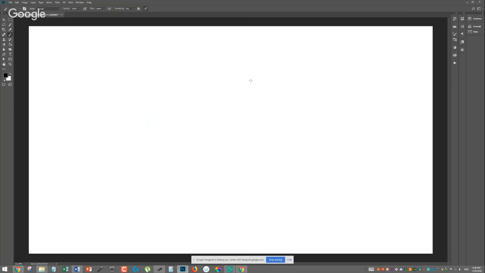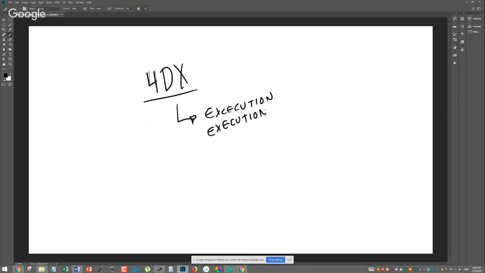Okay, so the first thing I want to show you before we start is what 4DX is. This is an execution method. I don't know if that's how you write it, execution. I think it's execution. English is my second language. I think this is the one.